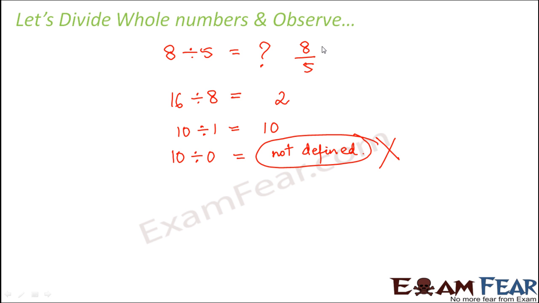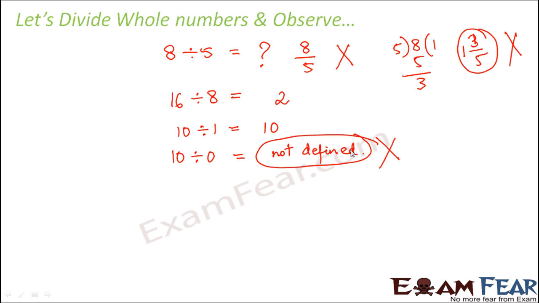In the first scenario, the result 8 by 5 is a fraction. Do you think it is a whole number? This is not a whole number because 8 is not divisible by 5. So this is again not a whole number. Right? So when you divide 8 by 5, this is what you get. You can write it as 1 and 3 by 5, which is again not a whole number.